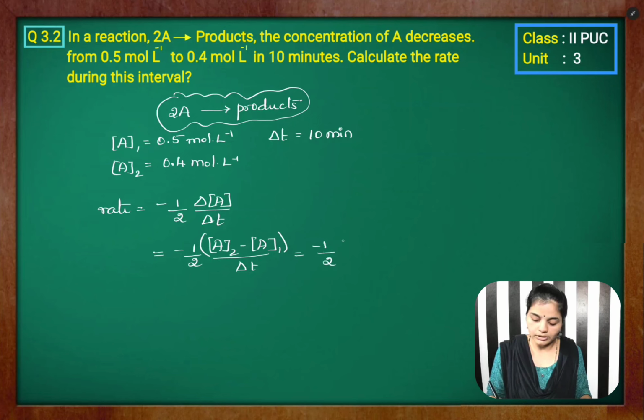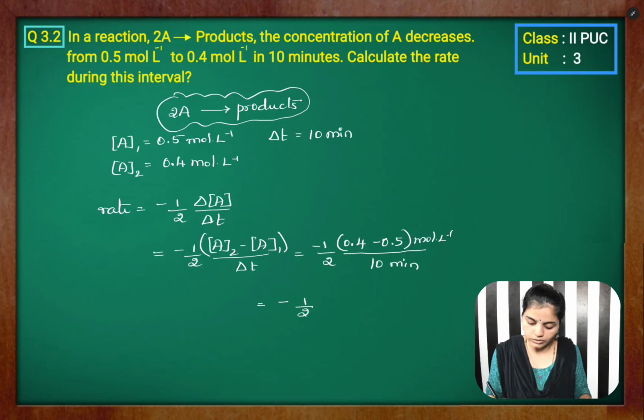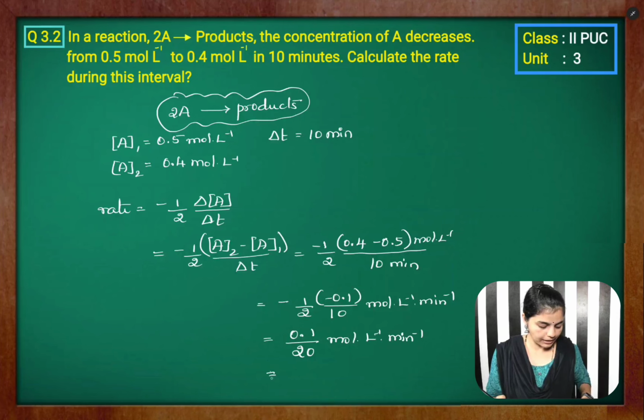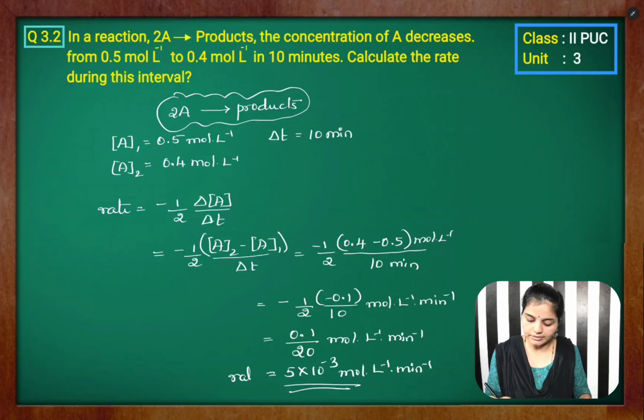Substituting, minus 1 by 2, concentration of A at T2 is 0.4 mole per liter minus at T1 it is 0.5 mole per liter. So unit I will be writing together, divided by delta T and that is 10 minutes. Simplifying this, minus 1 by 2, 0.4 minus 0.5 is minus 0.1 divided by 10 and the unit will be mole per liter per minute. So this is equal to minus into minus, that's plus 0.1 divided by 20 mole per liter per minute. So 0.1 divided by 20, that's equal to 5 into 10 to the power minus 3 mole per liter per minute. And this is the answer for rate of the given reaction.